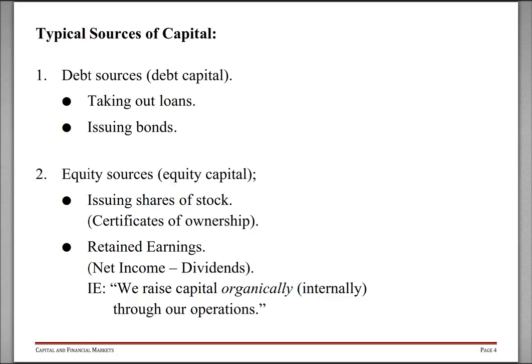Another equity source is retained earnings, and that would be net income. Net income is revenue, day-to-day cash coming in from sales of products or services, minus expenses, which are day-to-day expenditures required to make the day-to-day revenue happen. So net income minus dividends. Dividends are payments made back to owners of the firm. These are not in any way required, but a lot of firms do make them.